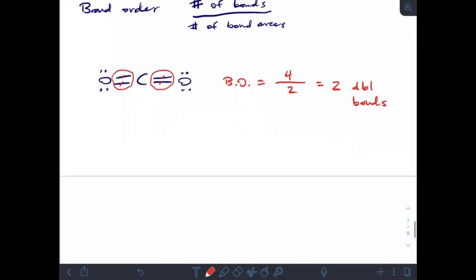Okay, so let's look at some of the things that we've just been doing. So if I have, for example, fluorine, all right, so fluorine has a bond order. The number of bonds is 1. The number of bond areas is also 1. So we have a bond order of 1. 1 is the bond order for single bonds.